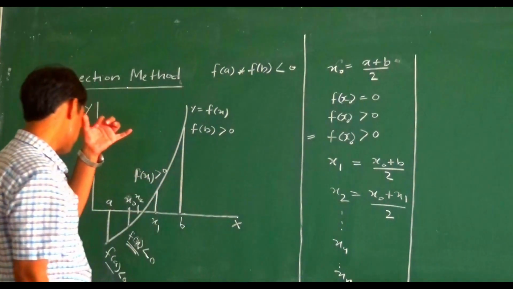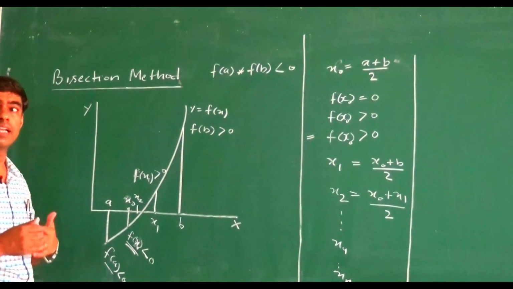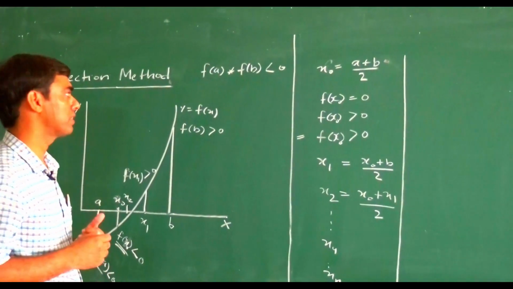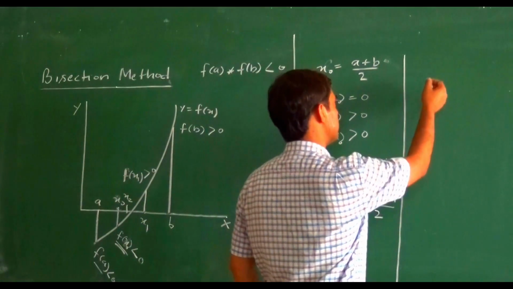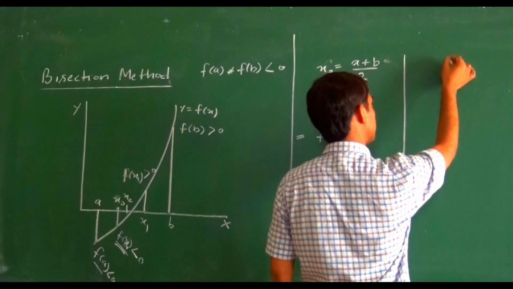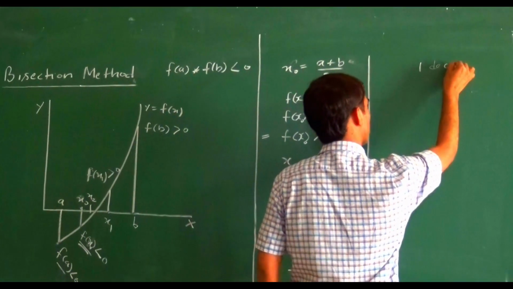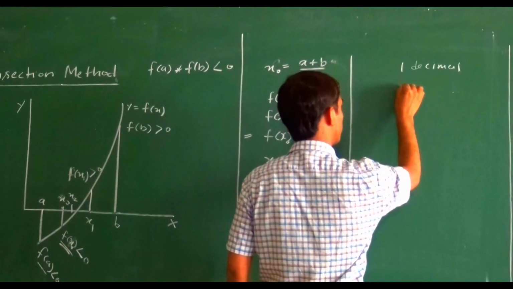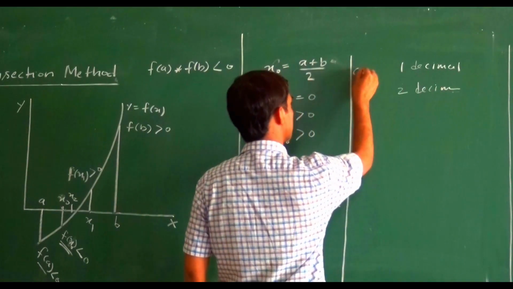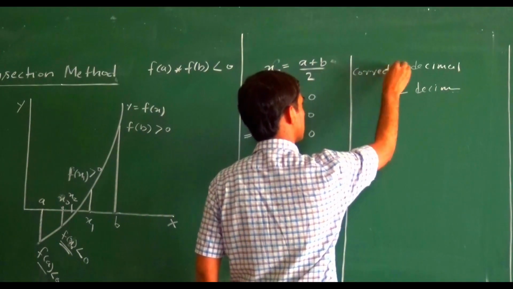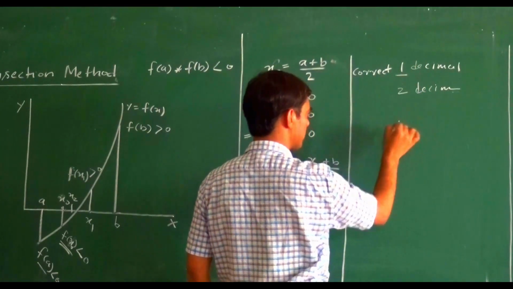This can be decided on the basis of the desired level of accuracy. What is the meaning of this? Desired level of accuracy means we try to find the solution correct up to 1 decimal place, or 2 decimal places, or 3 decimal places, and so on.